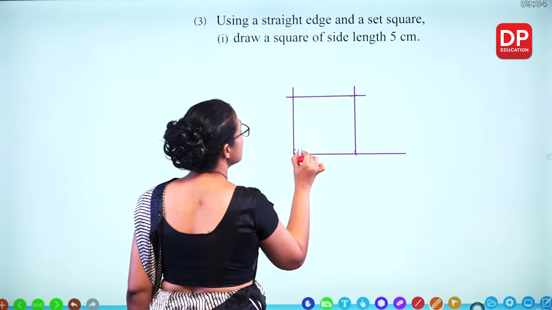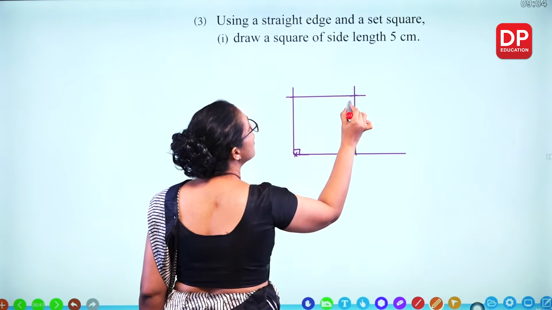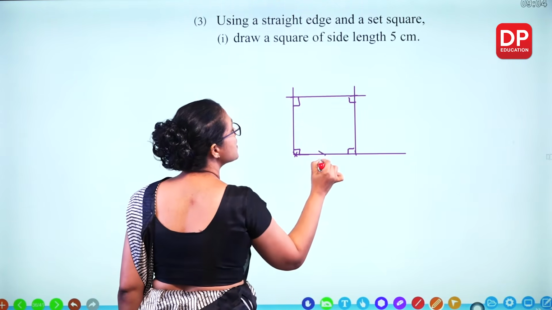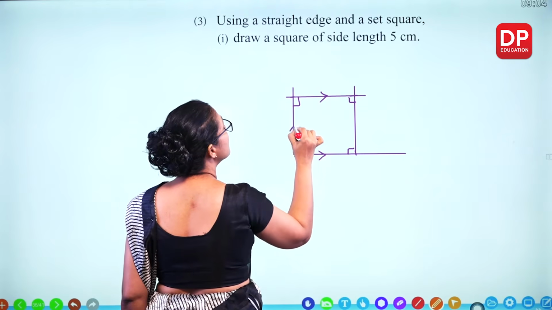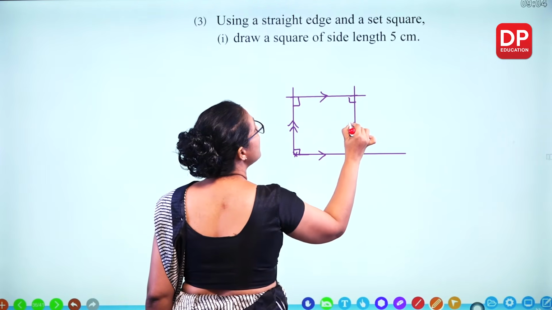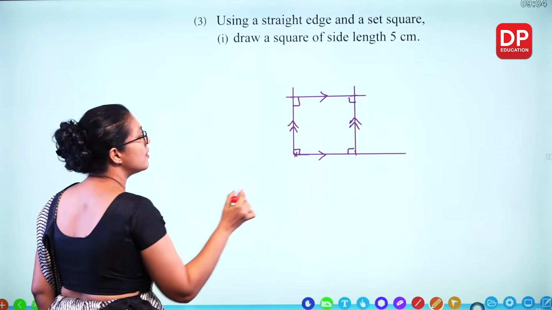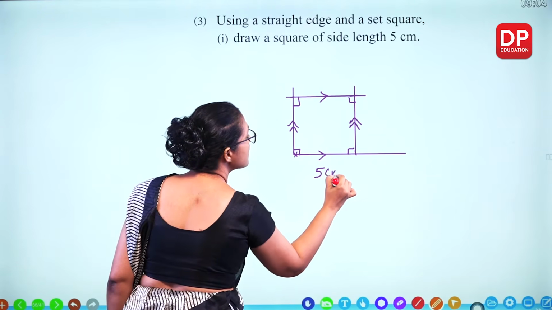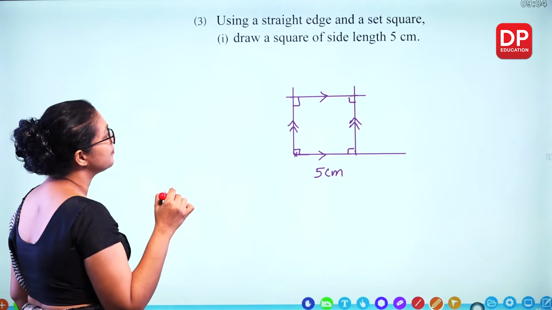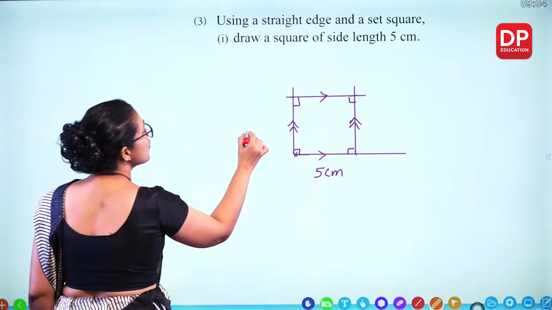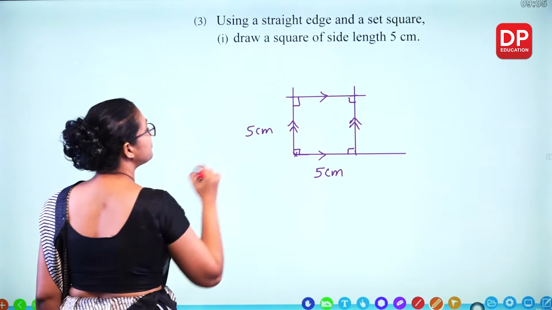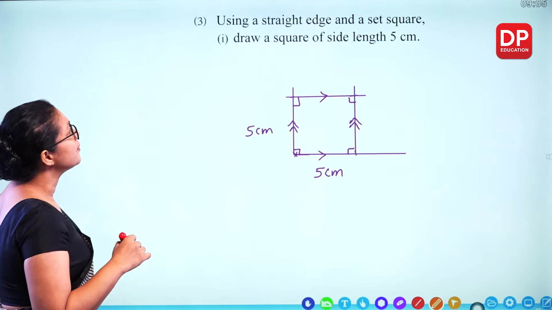So this is a square. Opposite sides are parallel and all lengths are equal. All lengths are 5 centimeter length. This is also 5 centimeter. That's a square.